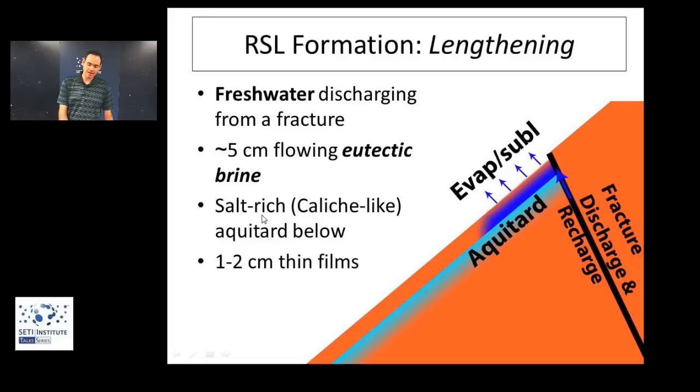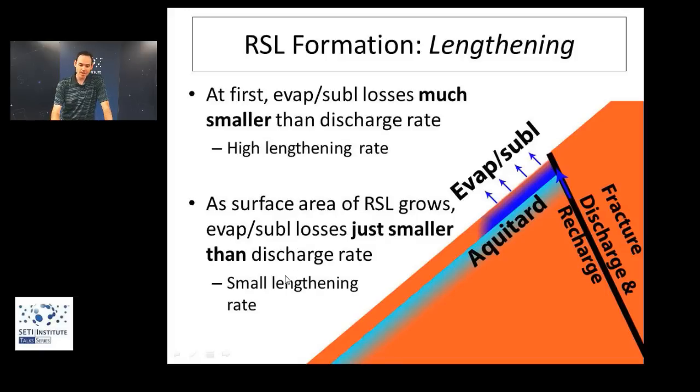It could be a salt-rich, kind of like a caliche-like aquitard, where salt is being precipitated out, and it's not able to dissolve any more water because we're already at this eutectic mixture. So a eutectic mixture can't dissolve any more salt. And then we've probably got another 1 to 2 centimeters of these thin films, just to protect it from the harsh environment up above at the surface.